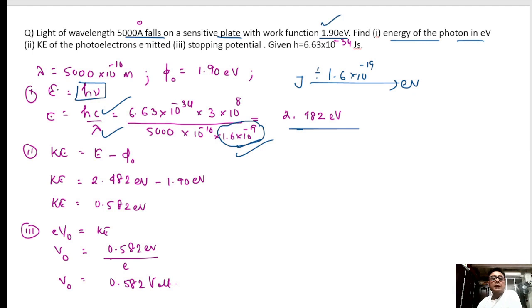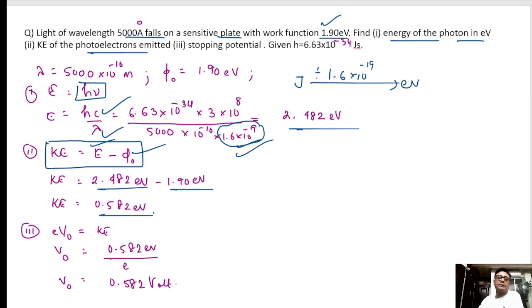Next is kinetic energy. Work function given. Kinetic energy of the photoelectrons. First of all, this is our formula. Phi naught is given to us 1.90 and this incident energy is given to us 4.28. We found out, which is this, the kinetic energy of the photoelectrons.